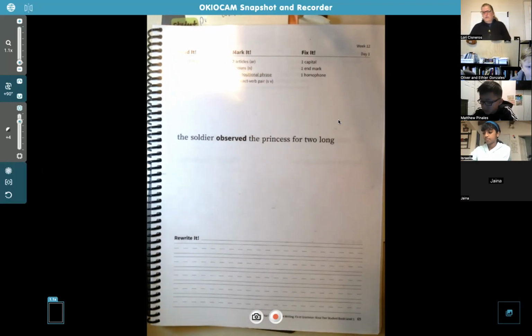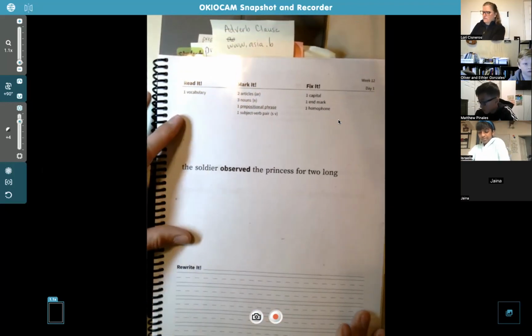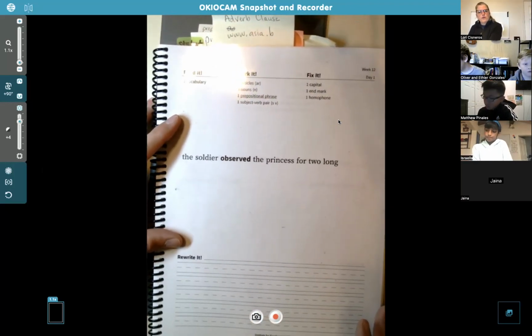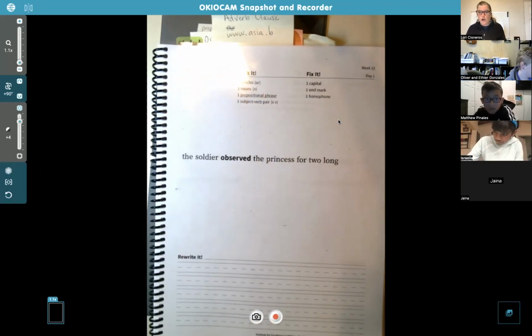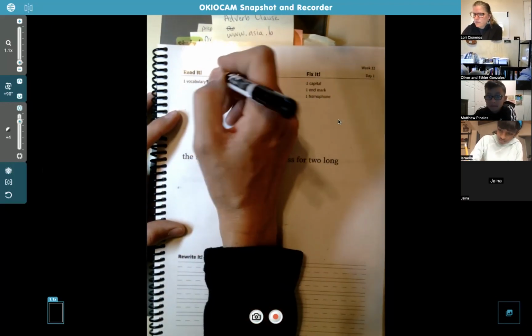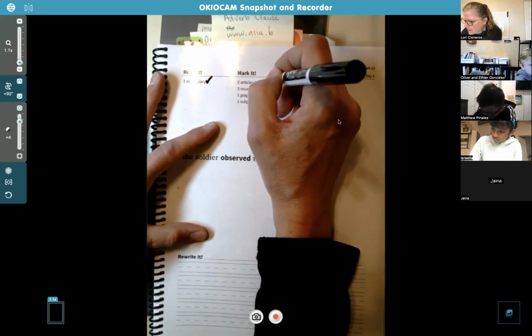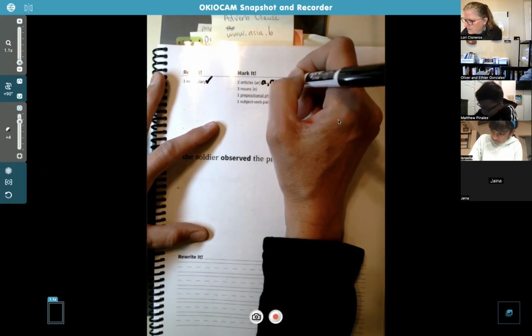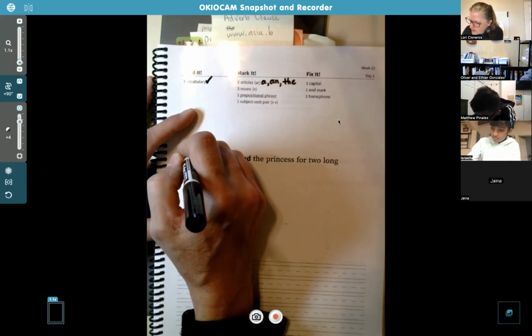The soldier observes the princess for too long. Nice, easy, short sentence. The vocabulary word is observed. That's pretty easy. We know that means like to watch or watch carefully or look at. Okay, so that's the vocabulary, easy. You know what to do here for articles. Go ahead and write those in, and go ahead and find the two articles and mark those by yourself.